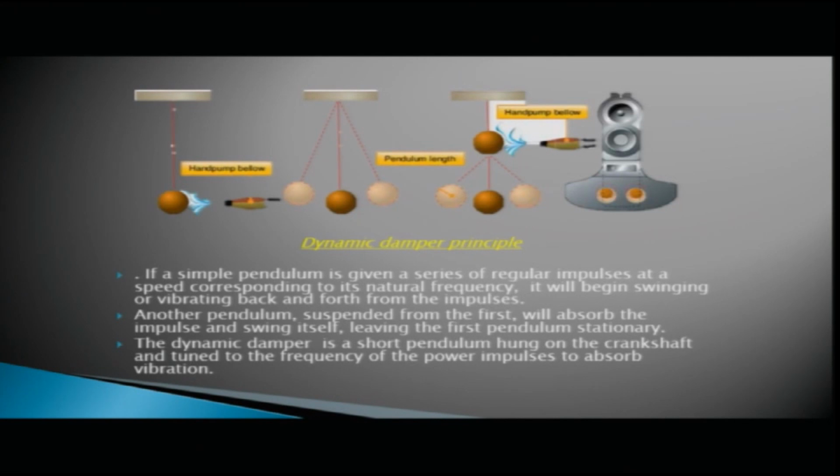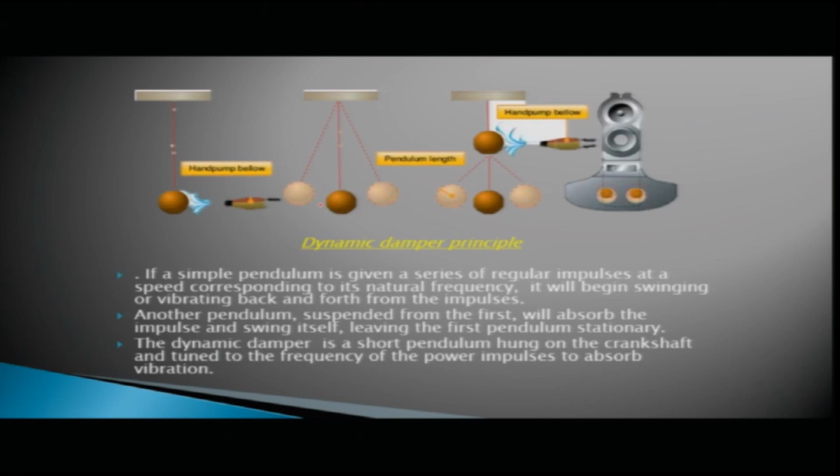You can see if a simple pendulum is given a series of regular impulses at a speed corresponding to its natural frequency, it will begin swinging or vibrating back and forth from the impulses. You can see this is your simple pendulum. If it is given some power impulses, it will begin swinging back and forth. This is your normal pendulum effect.